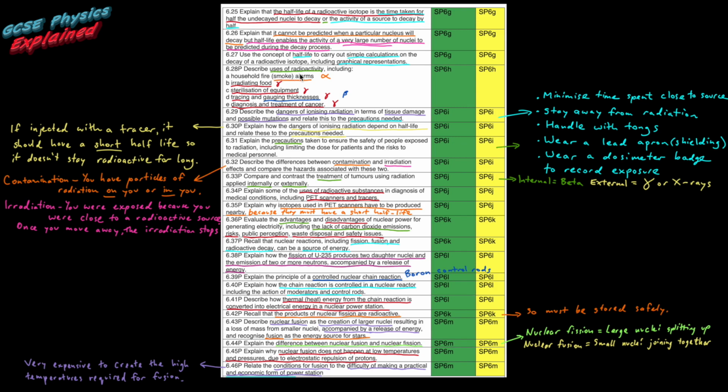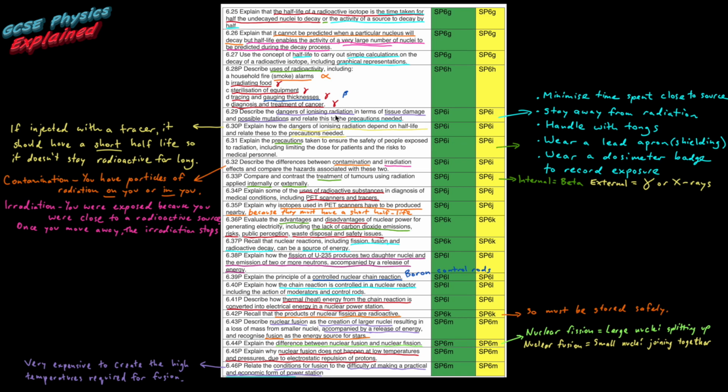Describe uses of radioactivity, including household fire or smoke alarms. In other words, smoke alarms use alpha radiation. For irradiating food, use gamma. Sterilizing of equipment, such as medical equipment, use gamma. Tracing, use gamma. If you don't know what a tracer is, you'll have to check it out. I don't think I've made any videos to do with that. Gauging the thickness of materials, that's beta. And diagnosis and treatment of cancer, that is gamma.